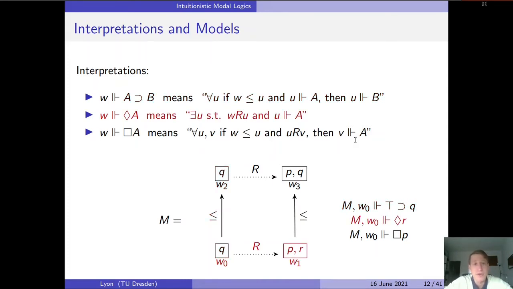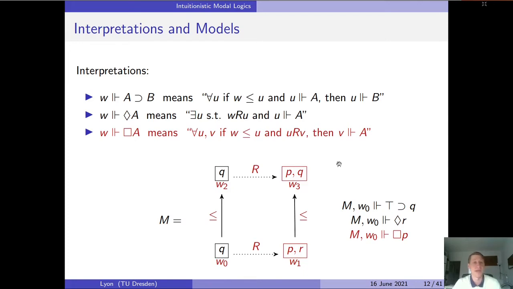What about the diamond modality? This is interpreted the same way as in classical modal logics. Diamond A holds at W if and only if there exists some world U such that W sees U via the modal relation, and A holds there. So for example, at W naught, only one point, W1, is seen via the modal relation, and at that point W1, this formula little r holds. Therefore, diamond R holds at W naught.